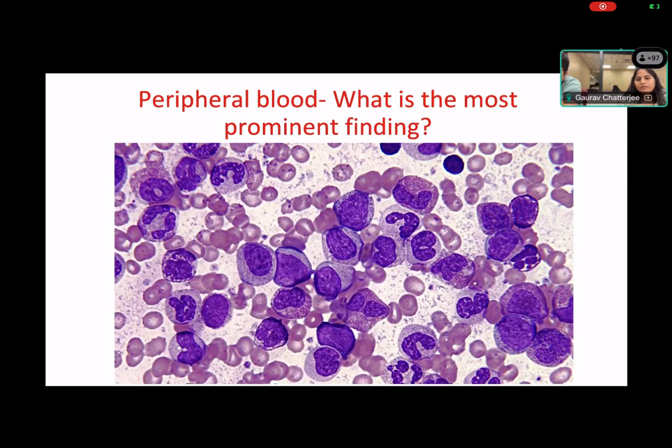Now we go to the peripheral smear, where you are getting this kind of morphology. So what is the prominent finding here? Ma'am, there is hyperleukocytosis with a myeloid predominance, showing predominantly neutrophils as well as immature myeloid series, myelocytes, metamyelocytes. We can also see a few eosinophils, a few dysplastic forms are also noted. Few blast-like cells are also seen.